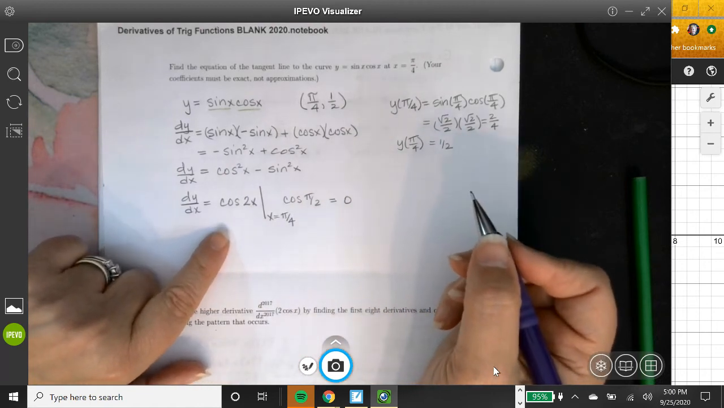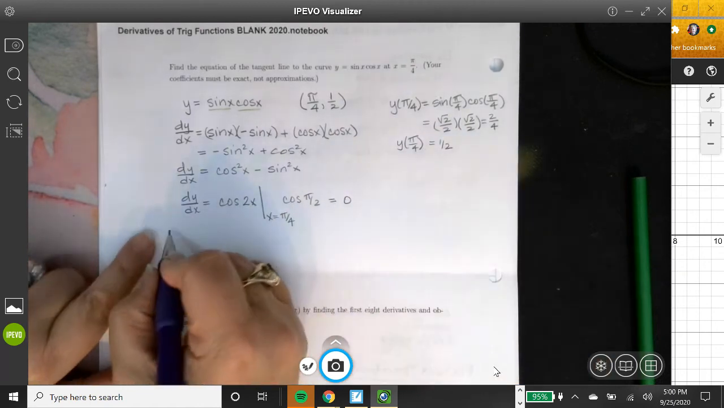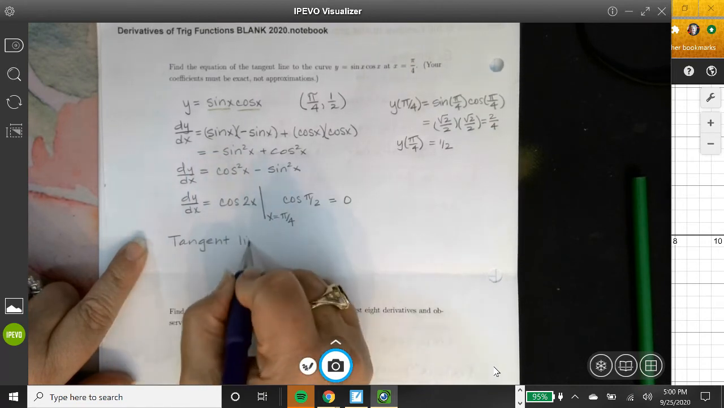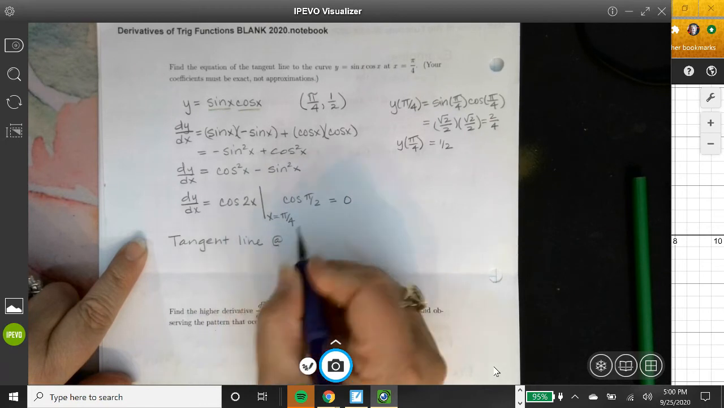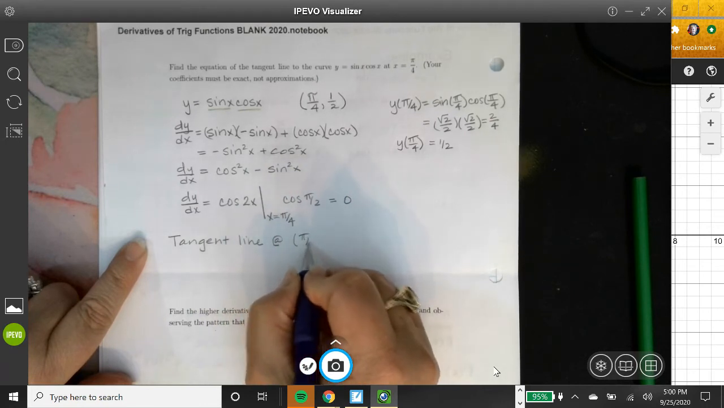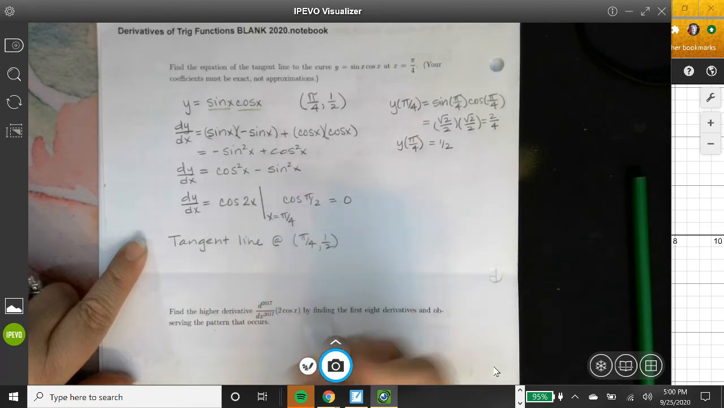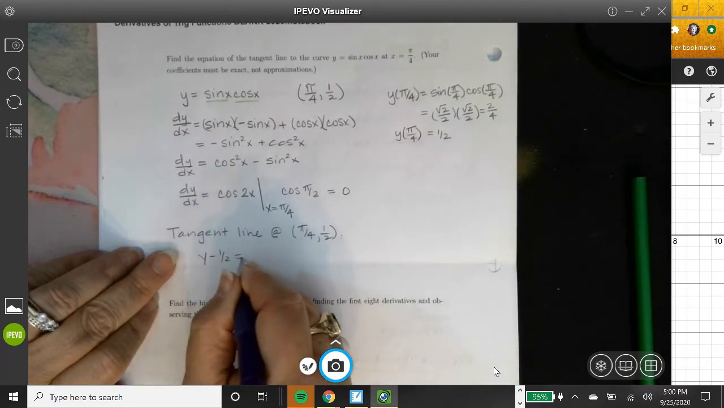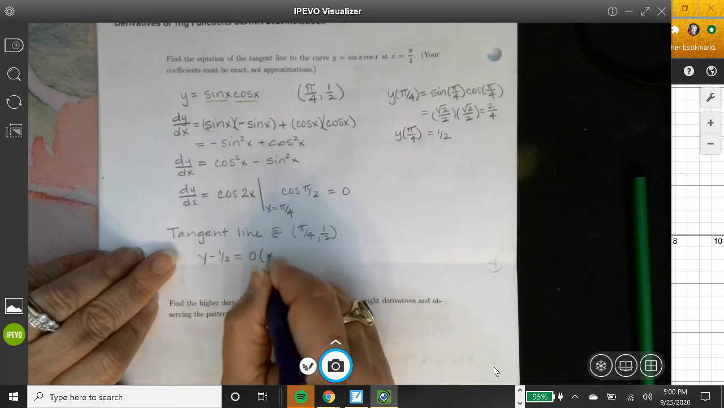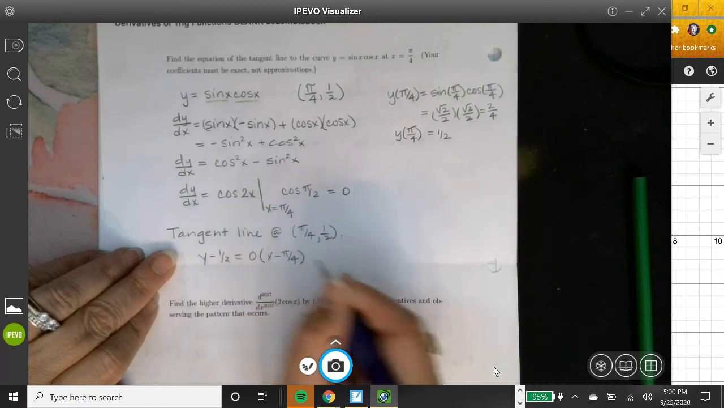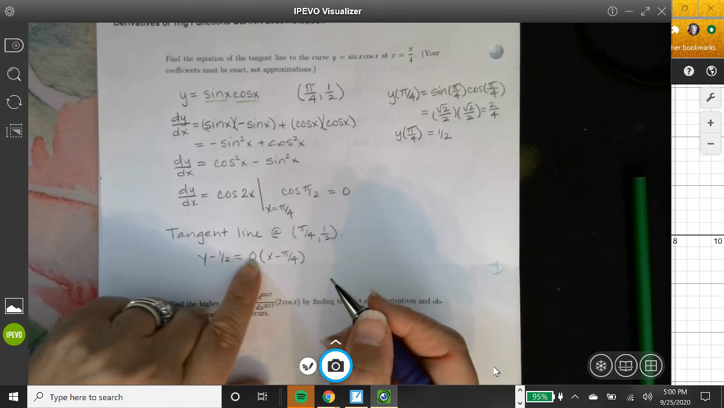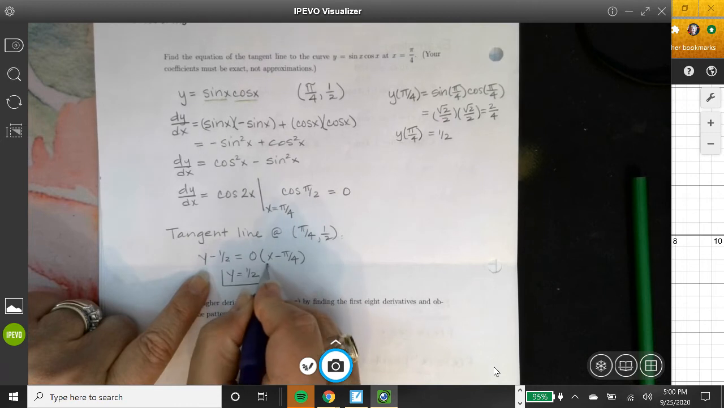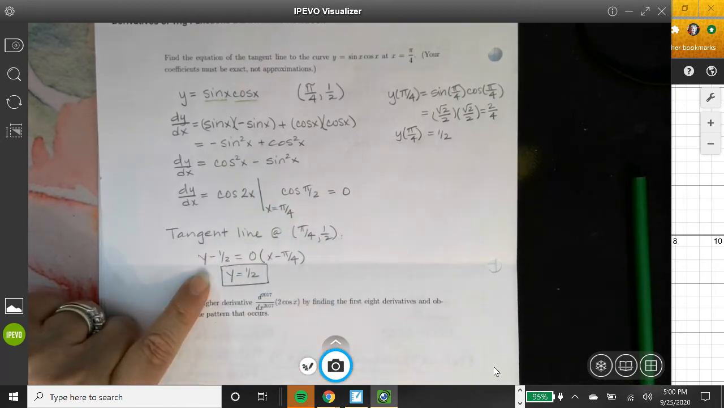So the slope is 0, which means we have a horizontal tangent line. But if I'm going to write the equation for the tangent line at pi over 4, 1/2, I would say y minus 1/2 equals the slope, which is 0, times x minus pi over 4. And for us, this 0 slope just wipes out this term, so we're going to end up with y equals 1/2. And there's our horizontal tangent line.